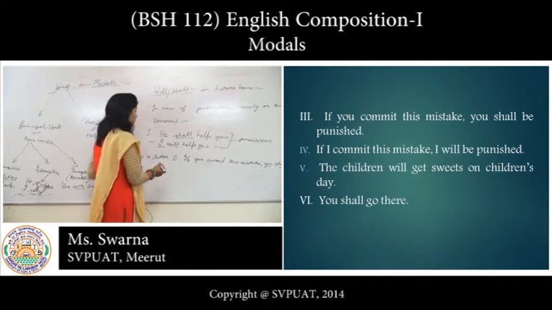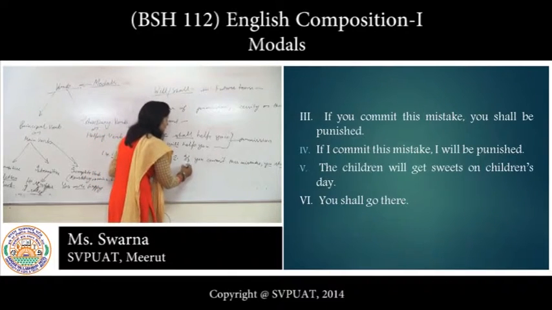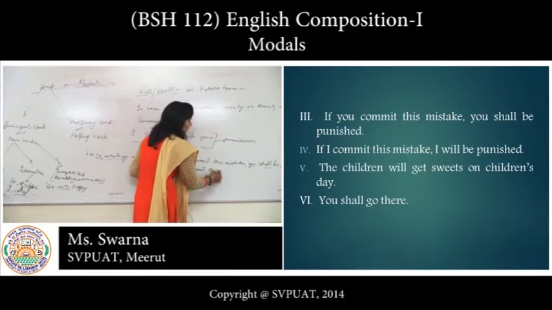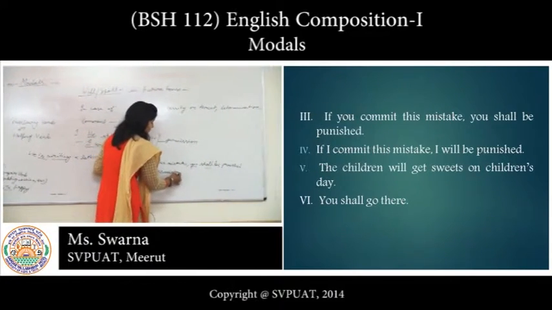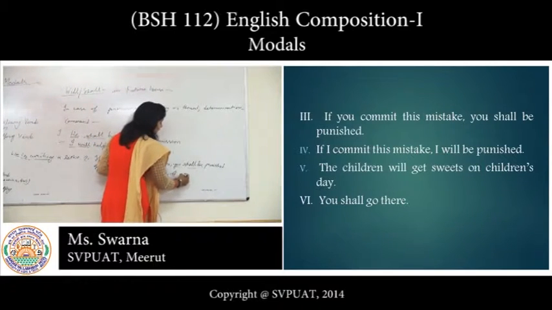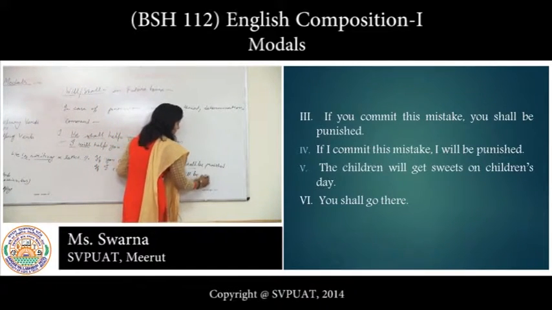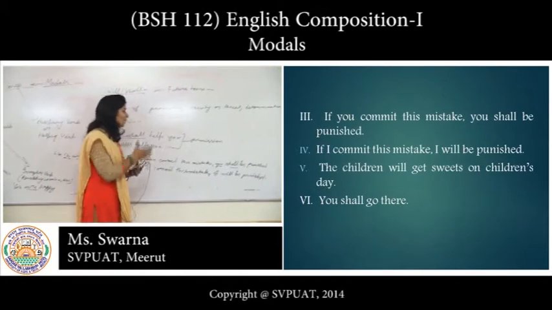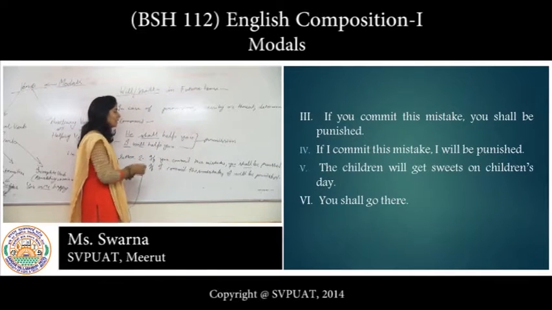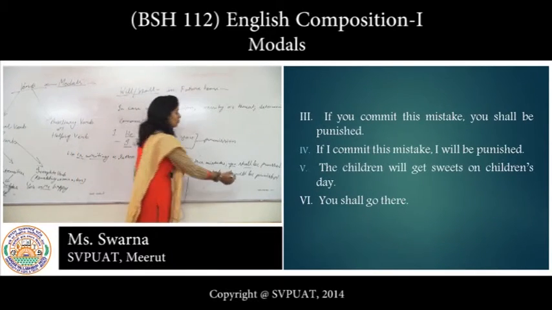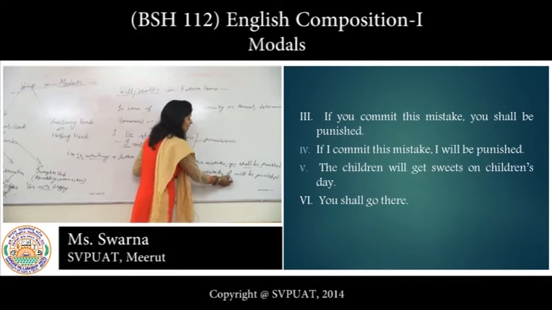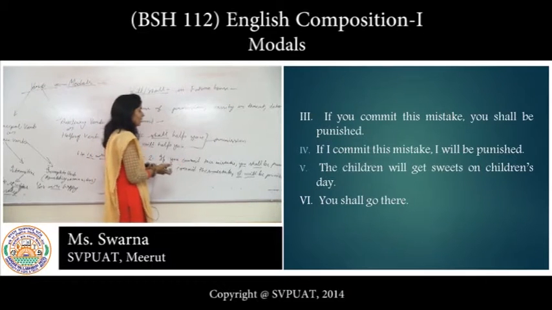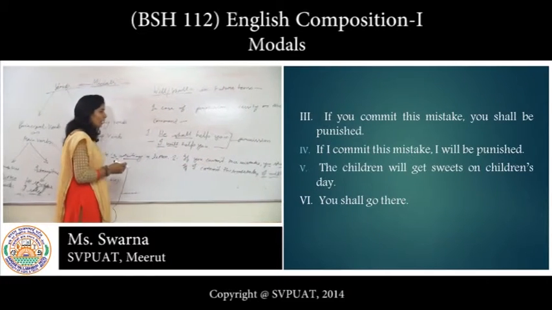And another example of this type of sentence, like, if I commit this mistake, I will be punished. So you can see in both of the sentences that in the first sentence we have used shall with you, and in the second sentence we have used will with I. So these are the examples of how to use will or shall interchangeably.